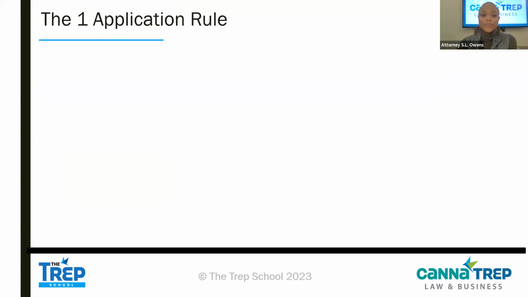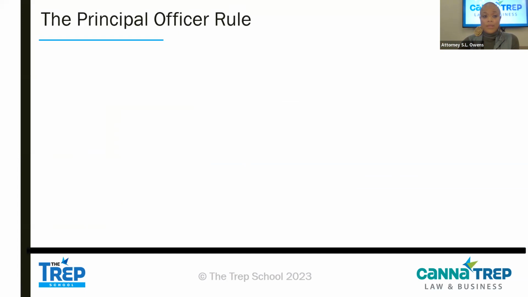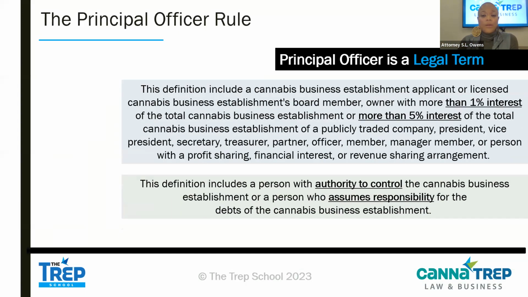So let's start with one of the rules. One application. You can only submit one application per principal officer. Your team can only submit one application, period, to one BLS region. We talked about this just now. Principal officer is a legal term. Read it to make sure you understand.